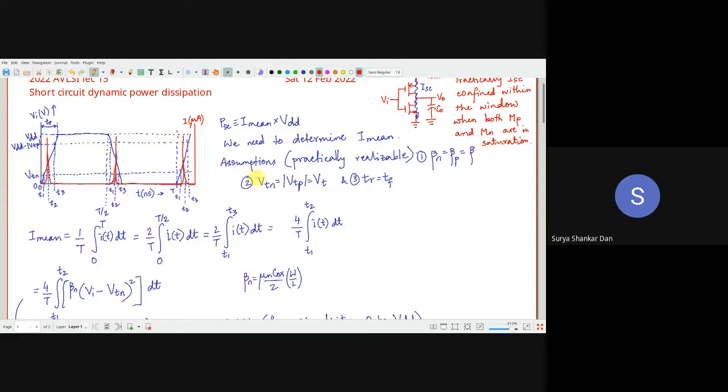Then VTN equal to mod of VTP equal to VT, that is, the threshold voltages of NMOS and PMOS are the same, and the sizing is also made such that the beta is also the same. Okay. In that case, what happens is, what is the TR and TF? Remember, you know the expression of tau p, tau n, right?